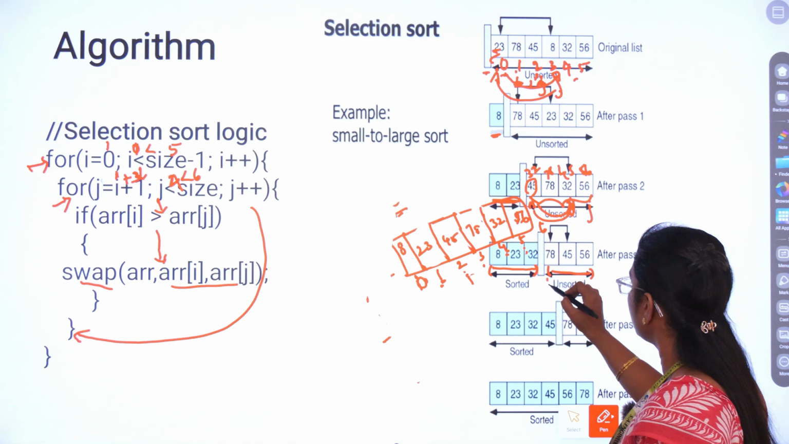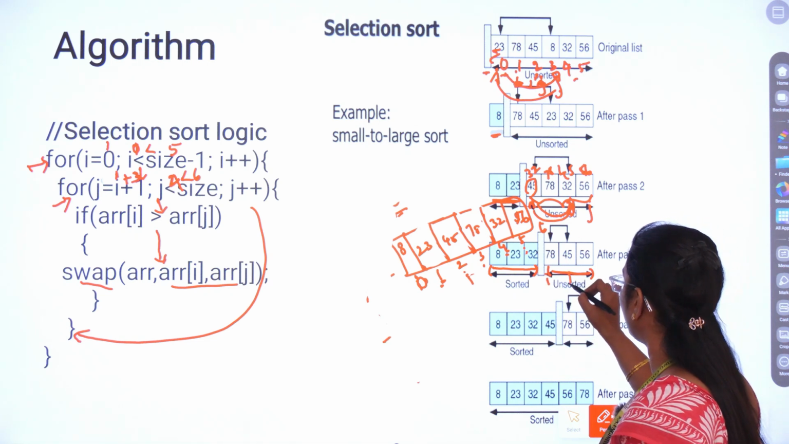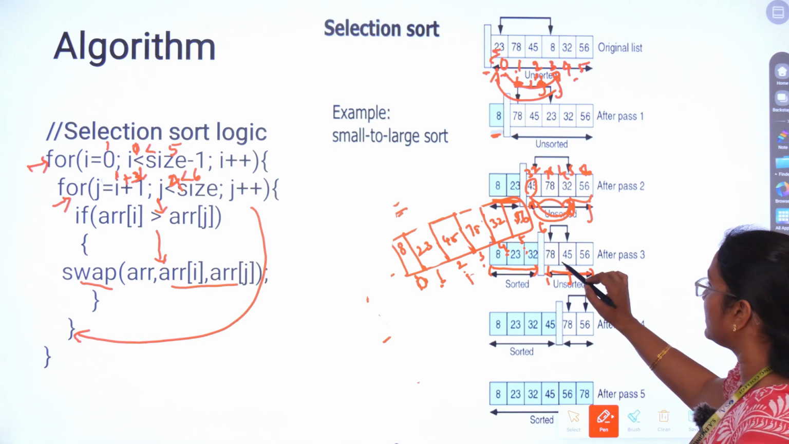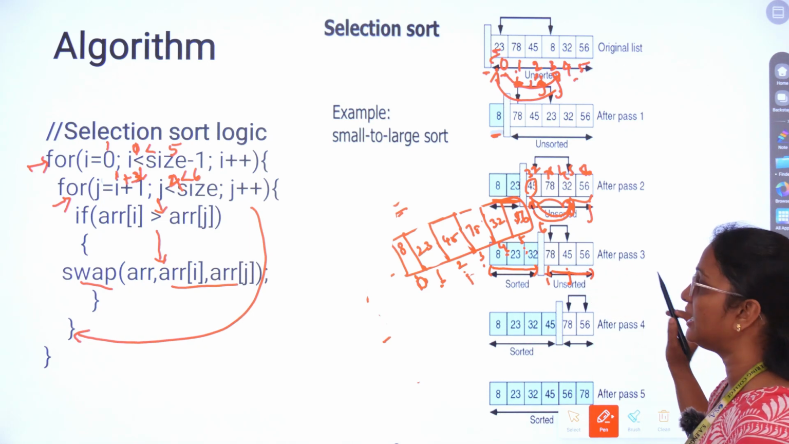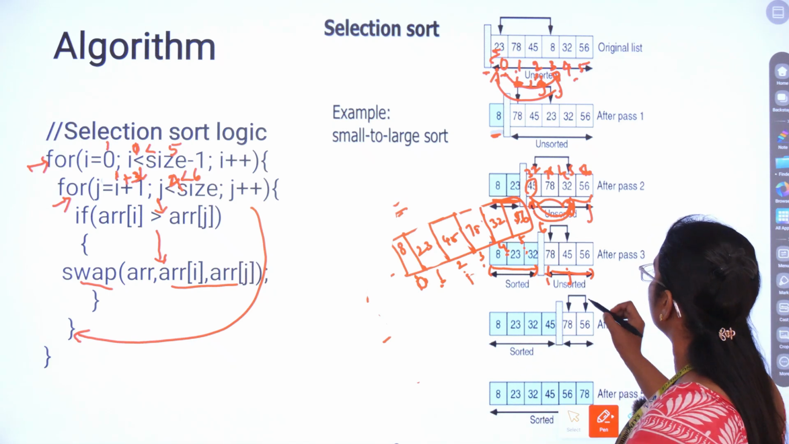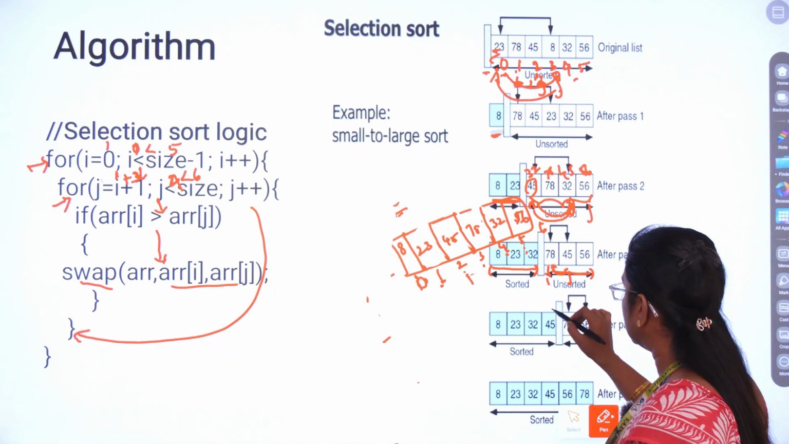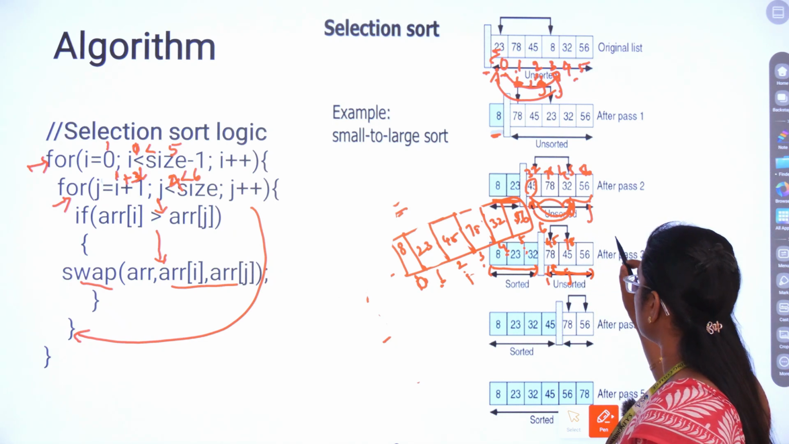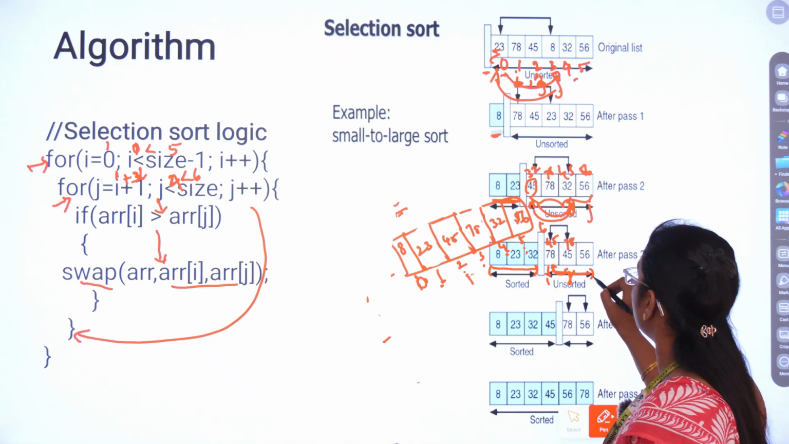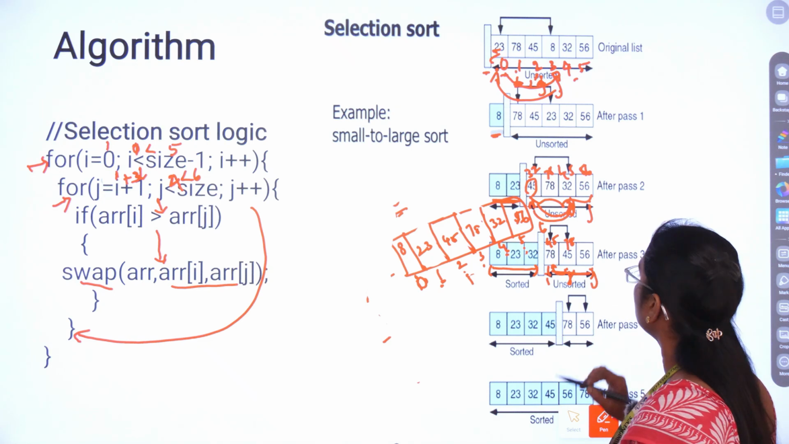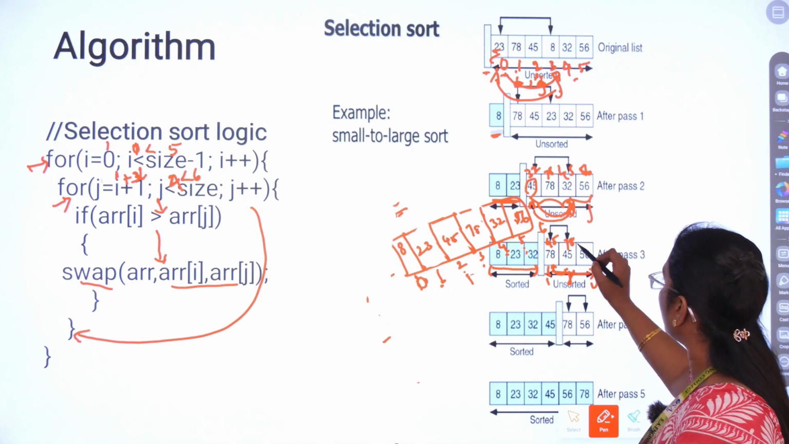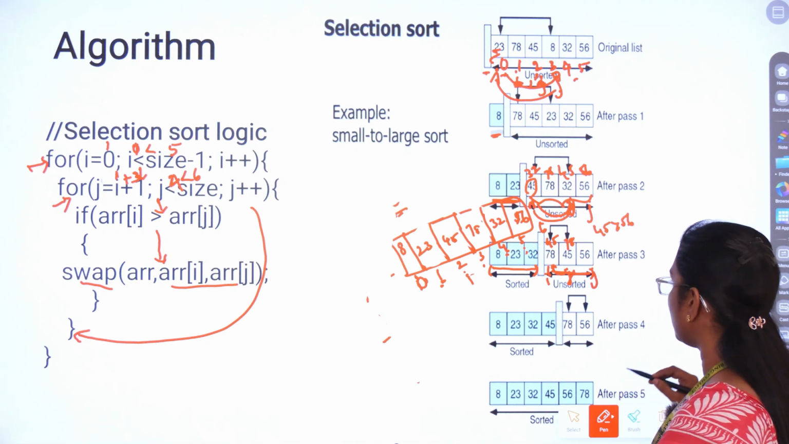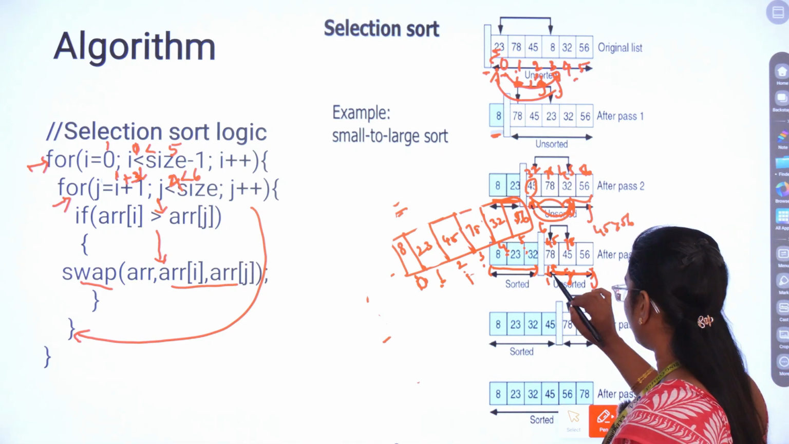Now I points to 78, and j points to 45. Now I is compared to j. Is 78 greater than 45? Yes, the condition becomes true, so we do the swapping operation here. 45 becomes here, 78 here, and 56 here. Next, we increment the j value, and then compare 45 with 56. Is 45 greater than 56? No, the condition becomes false. Then it comes out of the loop.